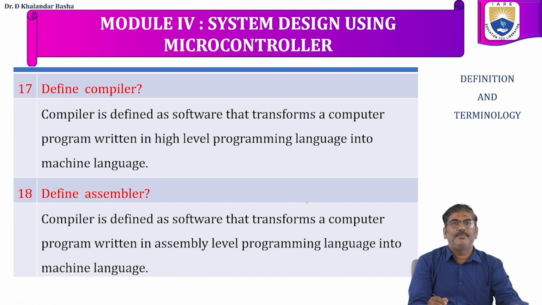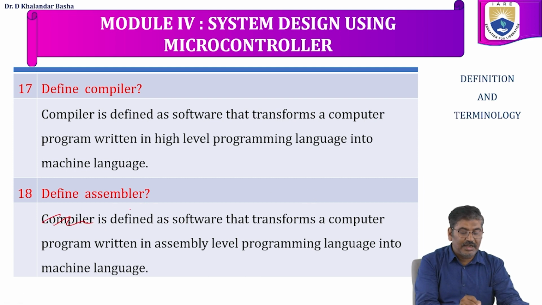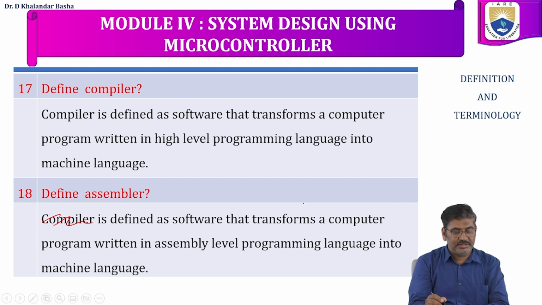Define compiler. Compiler is defined as software that transforms a computer program written in high-level language into machine-level language. Define assembler. Assembler is defined as software that transforms a computer program written in assembly level language into machine language.